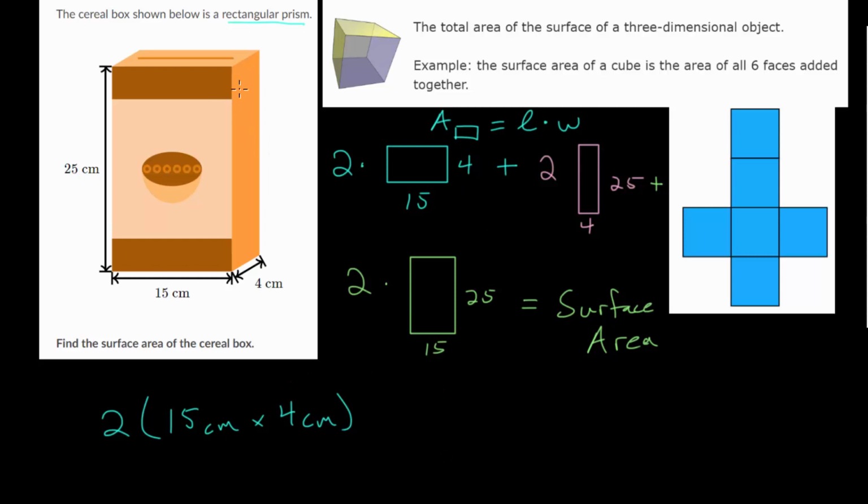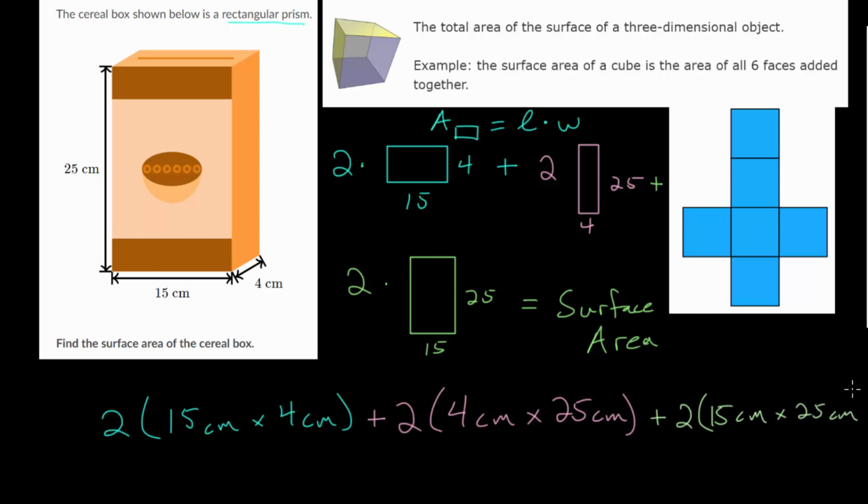And then from here, we're looking at the rectangle on the right and on the left side. So to find that, we will multiply 4 centimeters by 25 centimeters, and then we're going to double it since there's 2 of them. And then lastly, we want the area of the front face and the back face, which is harder to draw in. But each of those rectangles are 25 centimeters by 15 centimeters. And there's 2 of them, so we'll double it. So that's 15 centimeters times 25 centimeters.